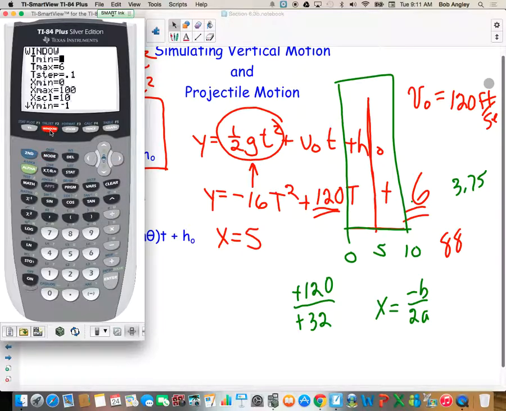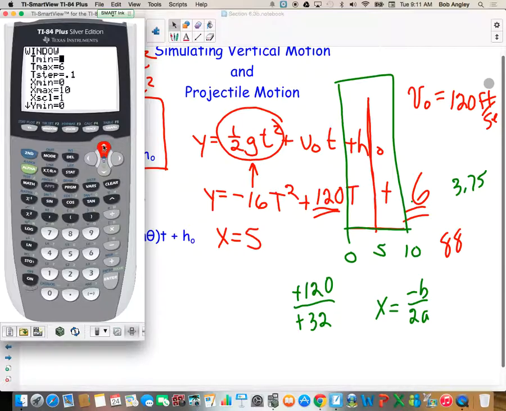Okay, now let's go to window. Let's go down here to x min is 0, x max is 10. And then for the scale here, we'll just let that be 1. And then for y min, we want 0. And for y max, let's put 300 because I want it to definitely be above the top of where it goes. And we'll put a scale here for like 50, just so we can see.